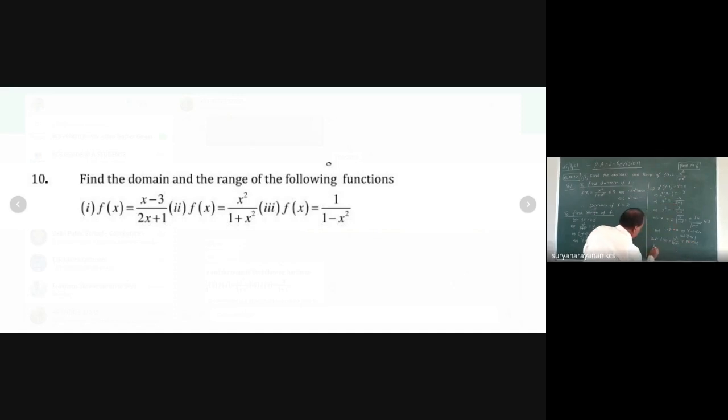Therefore, the range is the open interval 0, 1. Positive real numbers but less than 1. The function values always lie in this interval 0, 1. Okay, Maria? Okay, sir.